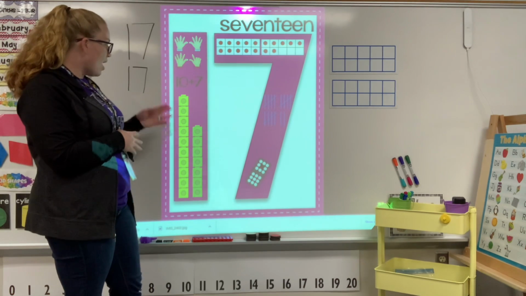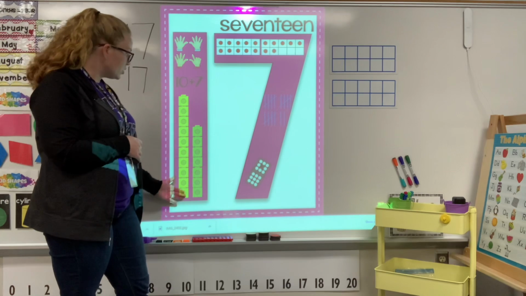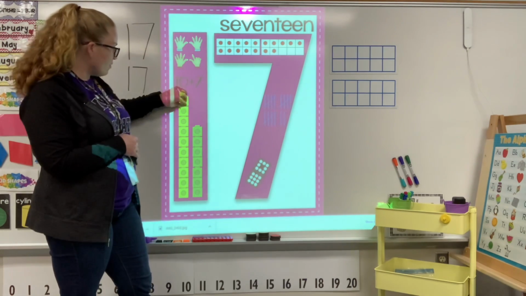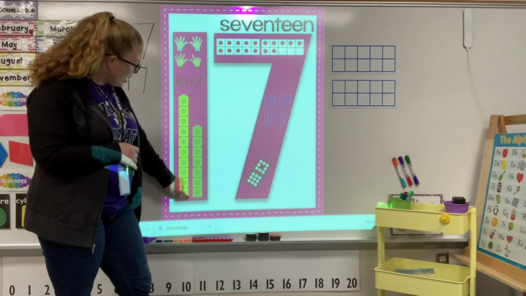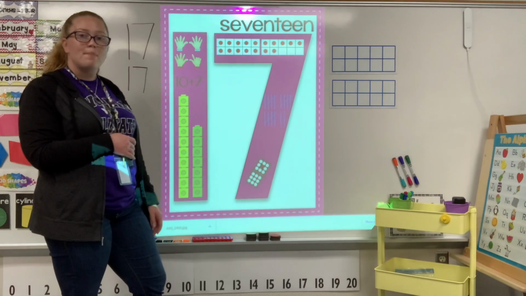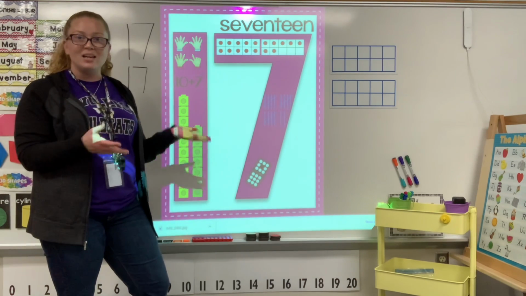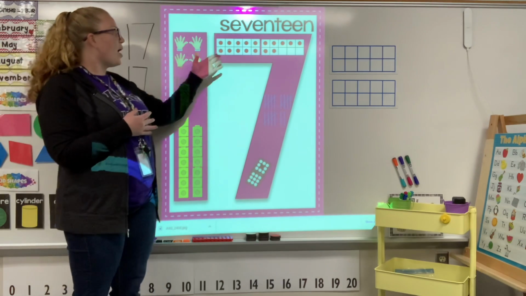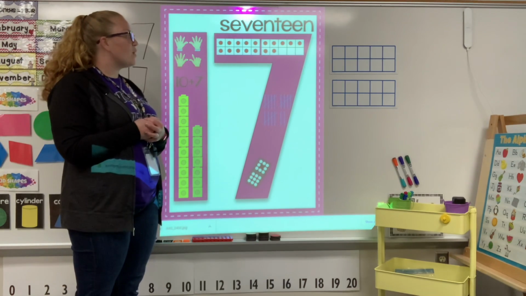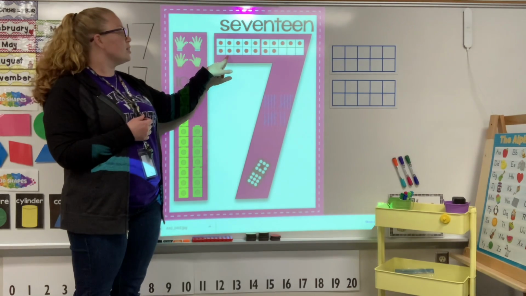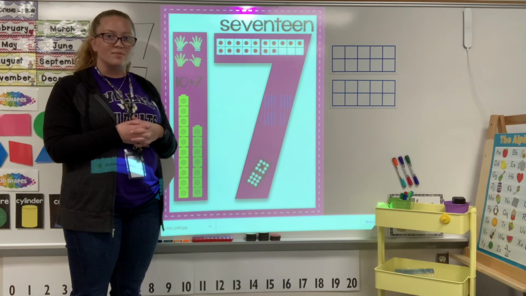We also have our cube towers representing the number 17, because we have 10 on this side, and then we have 7 on this side, and that makes 17. 10 and 7, that makes 17. We also have our tens frame. Our tens frame, this right here is representing the number 17.